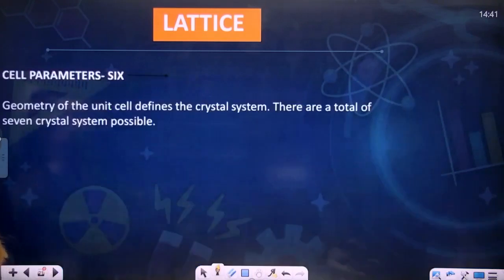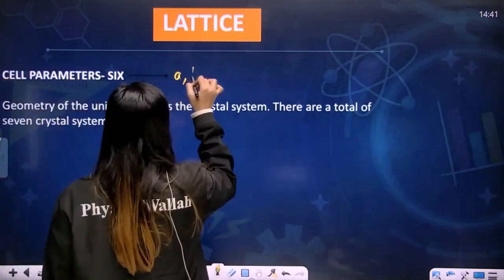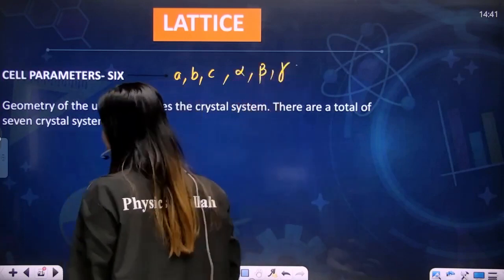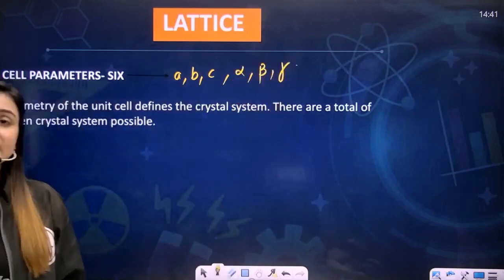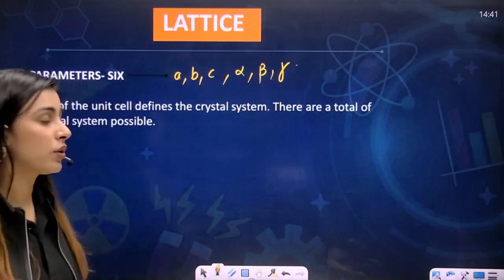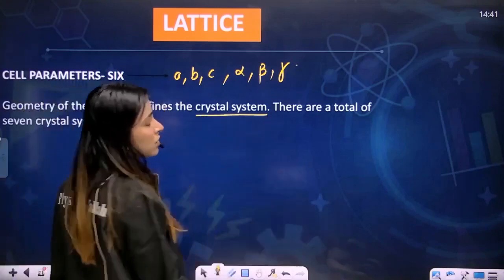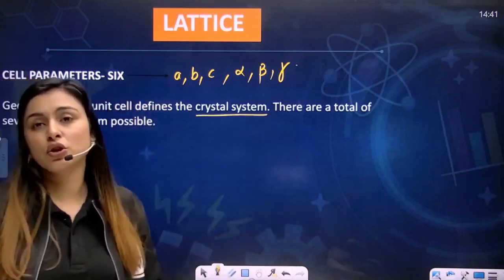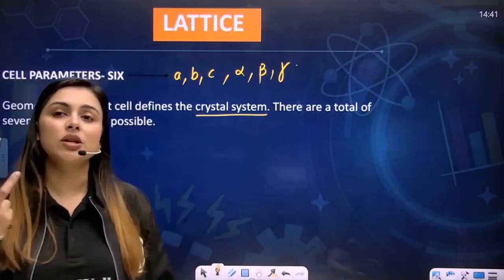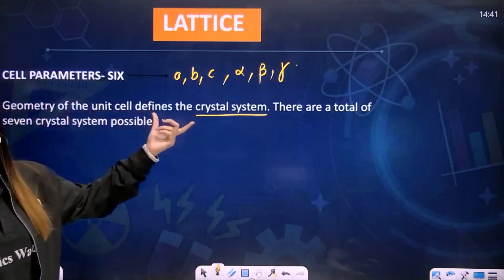Okay, perfect. So the 6 parameters are A, B, C, alpha, beta, and gamma. For you to understand and have complete knowledge of a unit cell, you need to know all the 6 parameters. Geometry of the unit cell defines the crystal system. Which unit cell it is? It is a cube, it is a cuboid, it is a rhombohedral, it is a tetrahedral, it is a triclinic. Which unit cell it is is given by the geometry of that crystal system.